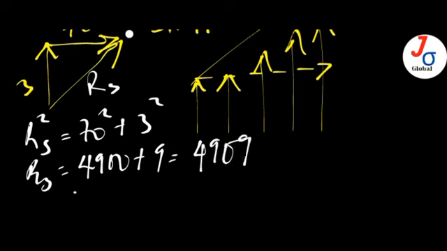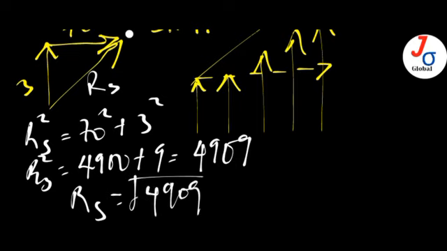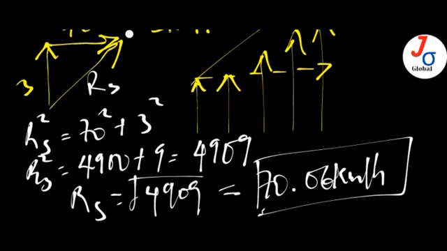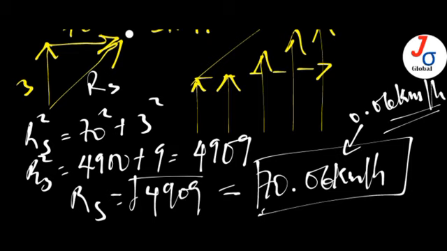That gives us 4,909. We take the square root of 4,909, and that gives us about 70.06 kilometers per hour. So we see that the speed of the boat is increased by 0.06 kilometers per hour. This is what we call relative motion, and this is how to calculate different cases of relative motion. All right, good.